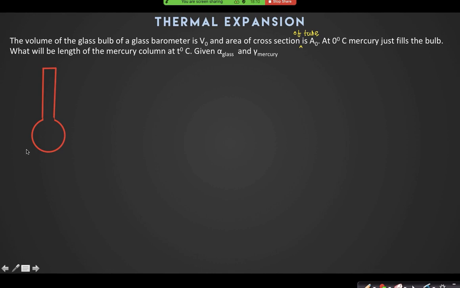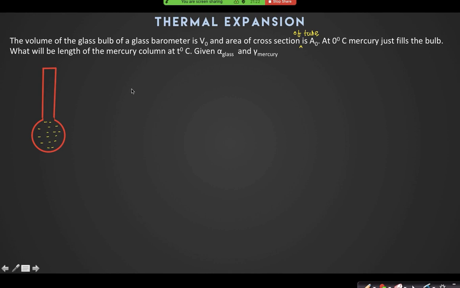The question says that at 0 degree Celsius, mercury fills this bulb completely. At T degree Celsius, what will be the height of the mercury column inside the tube? The cross section area of the tube is A0 and the volume of the bulb is V0, and that V0 and A0 are at 0 degree only. Alpha of glass and gamma of mercury are given.